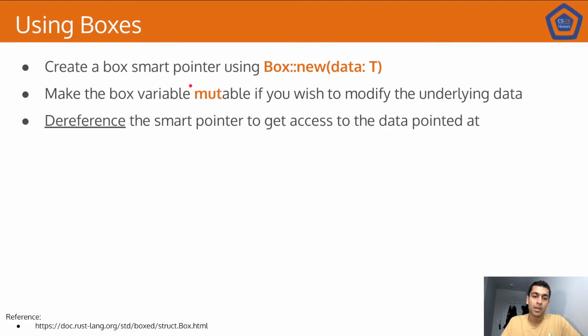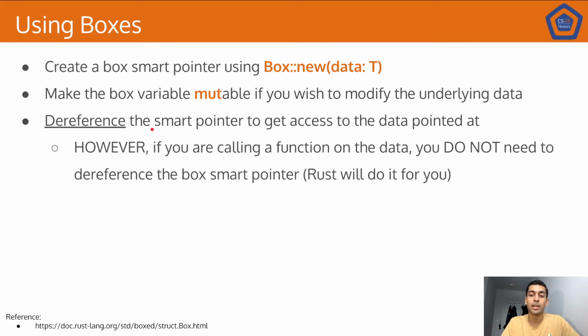And so when you want to get access to the data pointed at by the box, you need to dereference the variable, dereference the smart pointer, similar to a mutable reference. The only caveat is, if you're calling a function on the data, you do not need to dereference the smart pointer. Rust will automatically do this for you. So if you have some string data and you're calling a function on it, say push_str, to add new characters to the end, you do not need to dereference the pointer. Rust will do that for you. But if you wanted to completely change the data using, say, the equals operator, then you would need to dereference the pointer and change it as you wish.